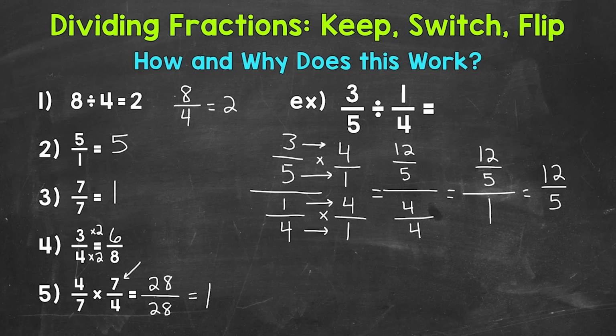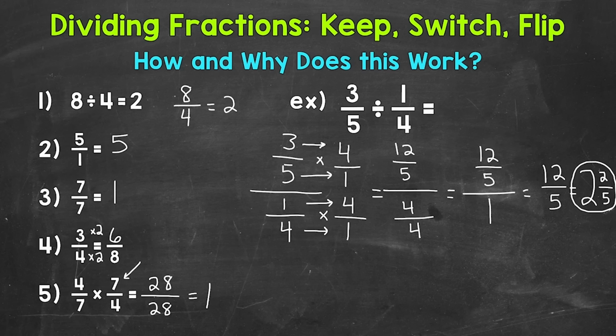12/5. Now, 12/5 is an improper fraction, so we want to change this to a mixed number. We do that by dividing our numerator by the denominator, so 12 divided by 5. How many whole groups of 5 can we pull out of 12? Well, 2. Now, that doesn't hit 12 exactly. We have a remainder of 2, and we keep our denominator of 5 the same. Now, 2 2/5, our fractional part, is in simplest form, so we are done. 2 2/5 is our answer for 3/5 divided by 1/4.